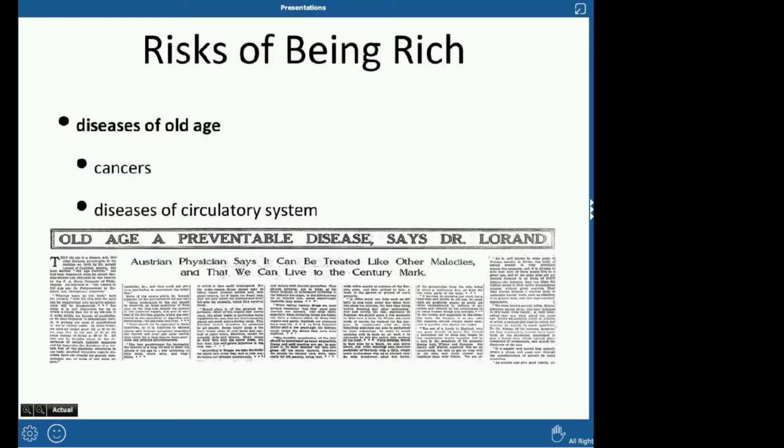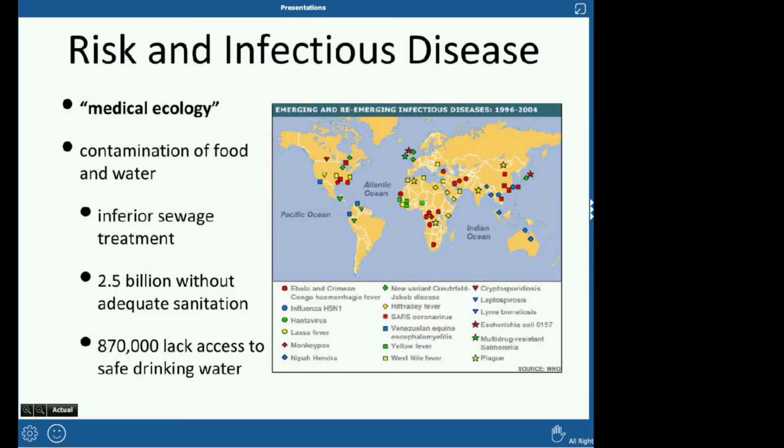And then diseases of the circulatory system, like heart disease and things like that. Those are the kinds of things that you tend to suffer from if you are rich. And rich doesn't necessarily mean like Donald Trump rich. It means relatively rich. I would say that most of us in this class are probably in this category, even if we don't consider ourselves rich.